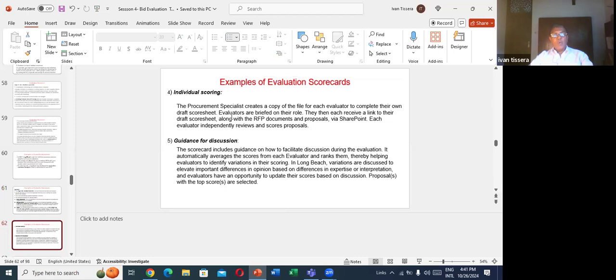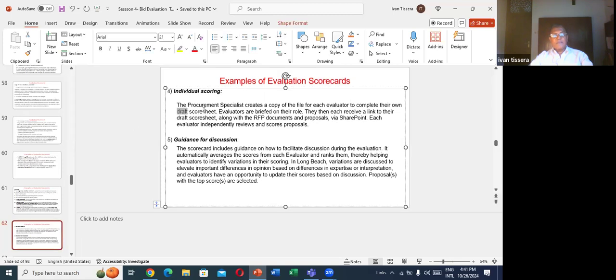Number 4, individual scoring. The procurement specialist creates a copy of the file for each evaluator to complete their own draft score sheet. Evaluators are briefed on their role. They each receive a link to their draft score sheet along with the RFP documents and proposals via SharePoint, and work independently.